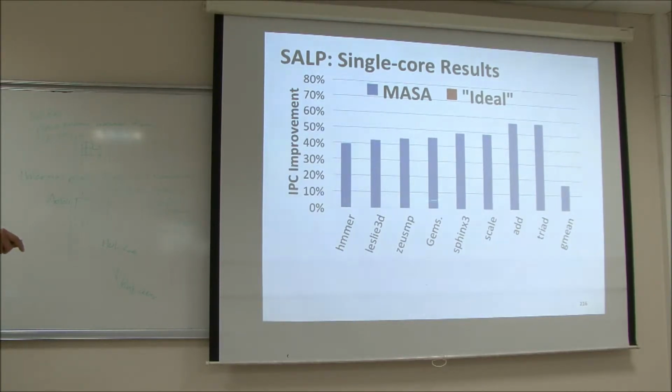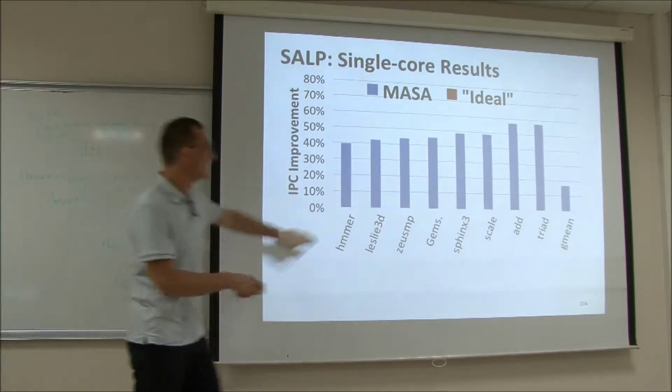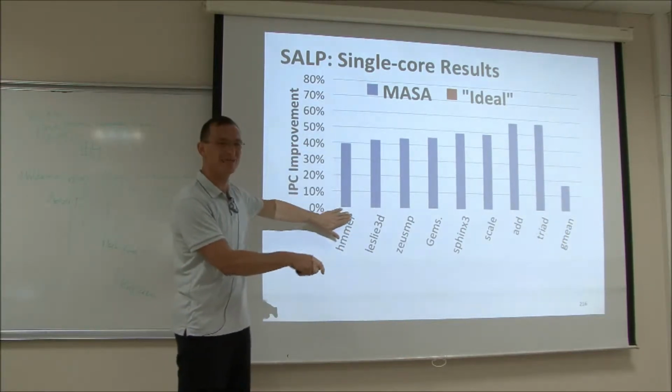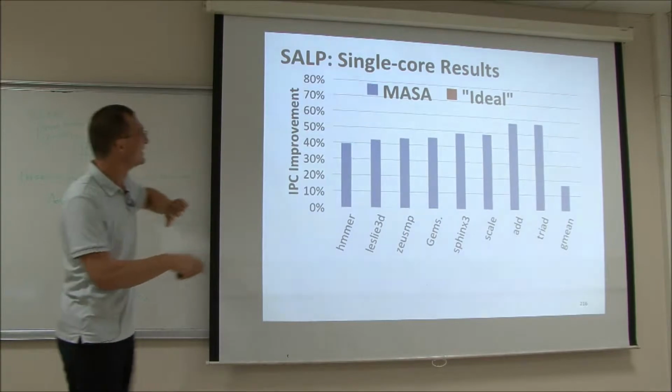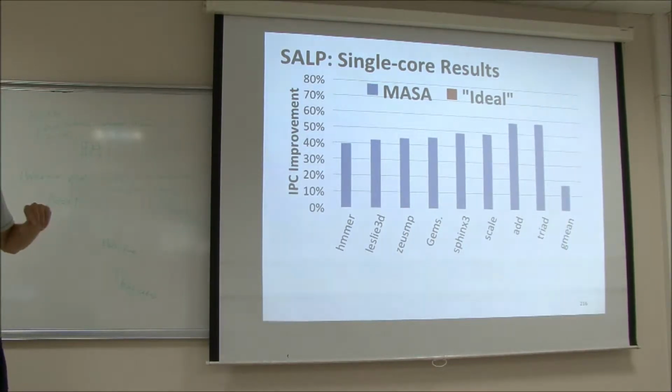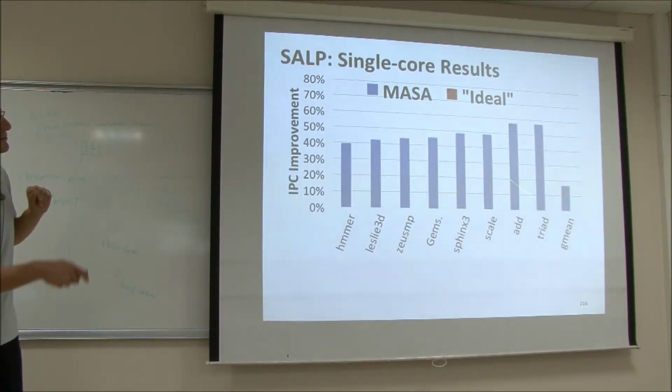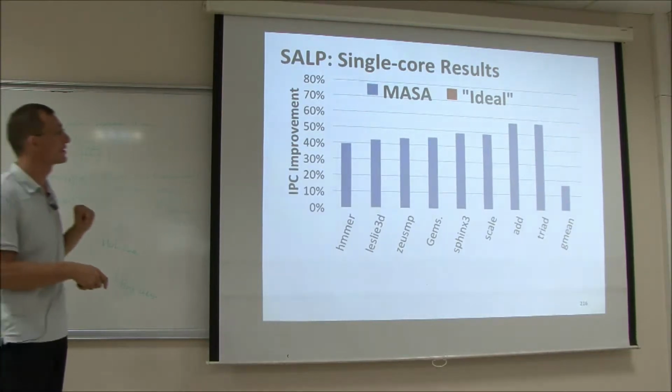Obviously not these, right? Otherwise you would tell me that this is a weird graph. This is not the mean improvement of these values, obviously. But it's the mean improvement of all the workloads that we've studied for a single core. And this is SALP. The improvement is about 17% in the single core studies.